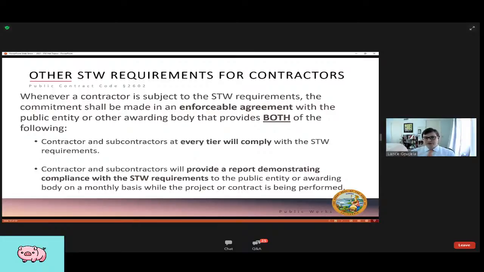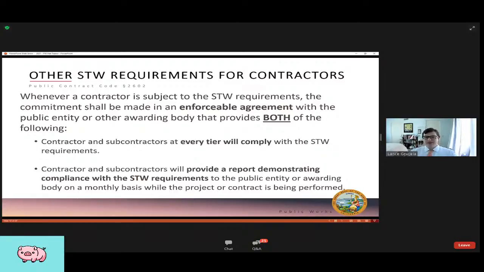And that also has to specify that the contractor and subcontractors at every tier have to comply. So this is from the top down, and that contractors are going to provide a report demonstrating compliance with the skilled and trained workforce requirements to the awarding body on a monthly basis throughout the project. And that's kind of key. And that's where David's going to get into some more of this, where basically the subcontractors are going to be reporting to the contractor to let them know how they're meeting the skilled and trained workforce requirements. And the contractor is going to be putting together a report that then goes to the awarding body on a monthly basis and demonstrates compliance.